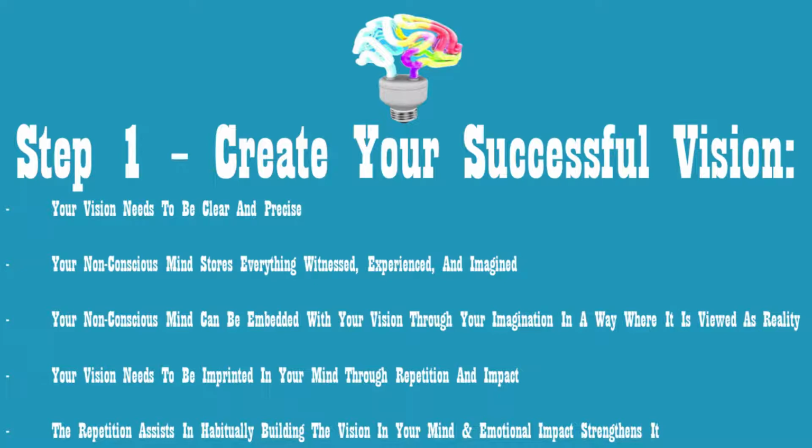Your non-conscious brain retains everything that you've witnessed or experienced, as well as everything you've ever imagined. So by using your imagination to create this vision, and doing so in a clear and vivid way, your non-conscious mind will be embedded with this vision in a way where it thinks it's real life, assisting in paving the way for making your vision a reality. And what really needs to happen with your vision is that it gets imprinted in your non-conscious mind. And the way that's done is through repetition and impact.